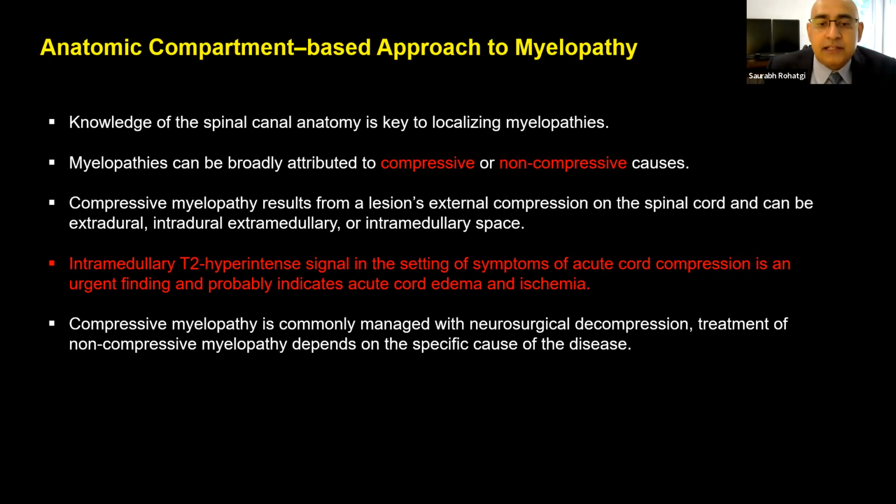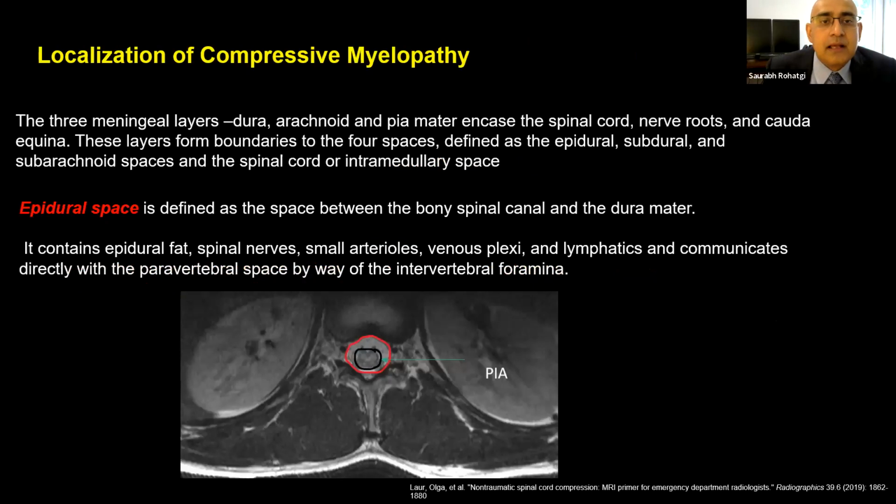When you see an intramedullary T2 hyperintense cord signal change in the setting of acute cord compression, it's an urgent finding and probably indicates acute cord edema and ischemia. And that is the time when you really need to pick up the phone and call the clinician that there is cord compression and cord ischemia. Compressive myelopathy is usually managed with neurosurgical decompression, and treatment of non-compressive myelopathy depends on the specific cause of the disease. So localization of compressive myelopathy is extremely important. And just going back to anatomy, the three meningeal layers, which are the dura, arachnoid, and pia mater, encase the spinal cord, nerve roots, and cauda equina.